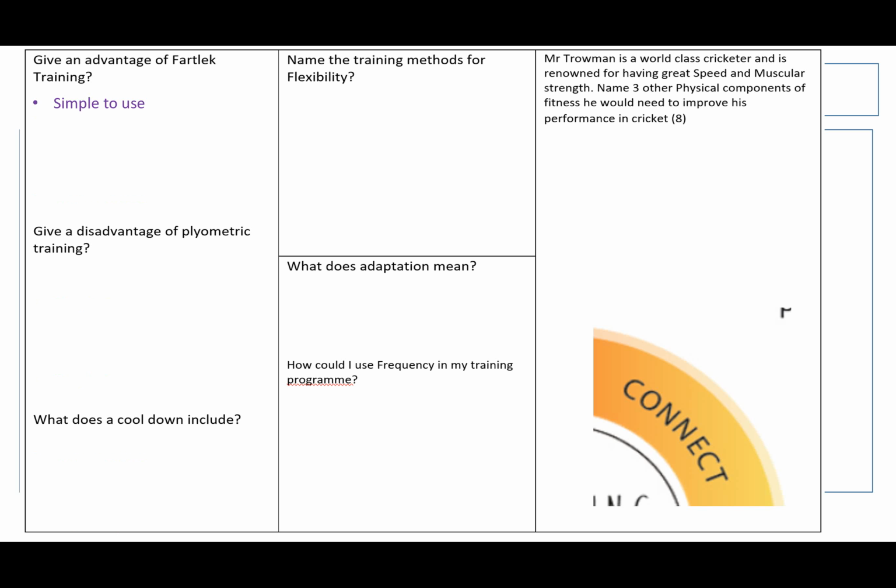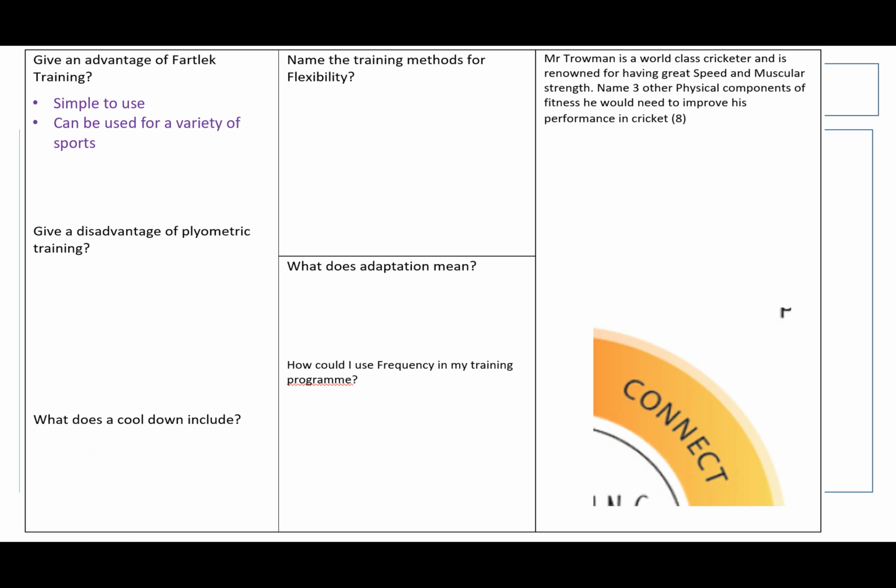Okay, give an advantage of fartlek training. It's pretty simple to use, okay? When you go outside, there's different surfaces you can use, grass, gravel, on a park. There's loads of different surfaces, it's easy to change your speed up. Remember that fartlek stands for speed play. Okay, so it's really simple to use.